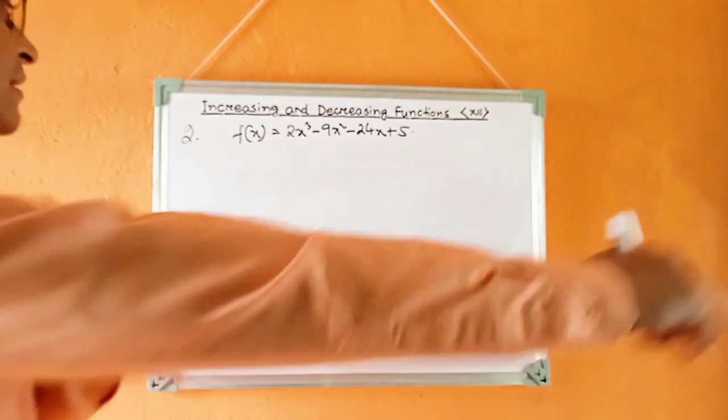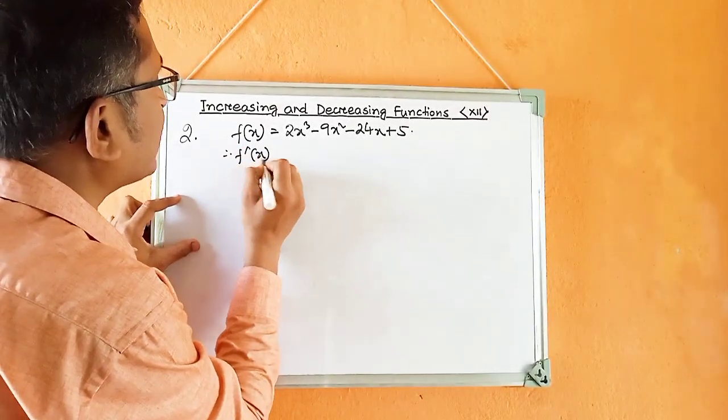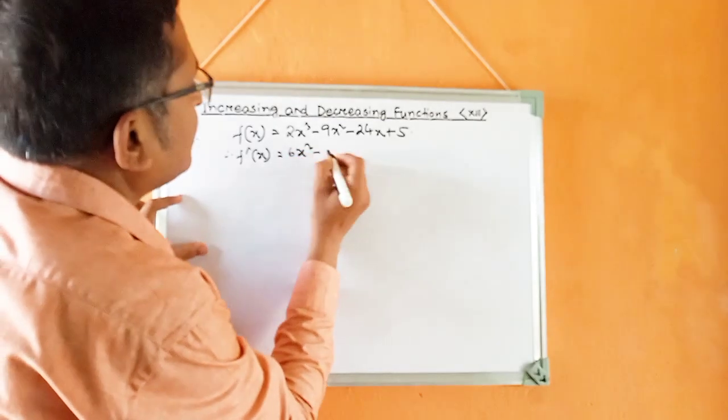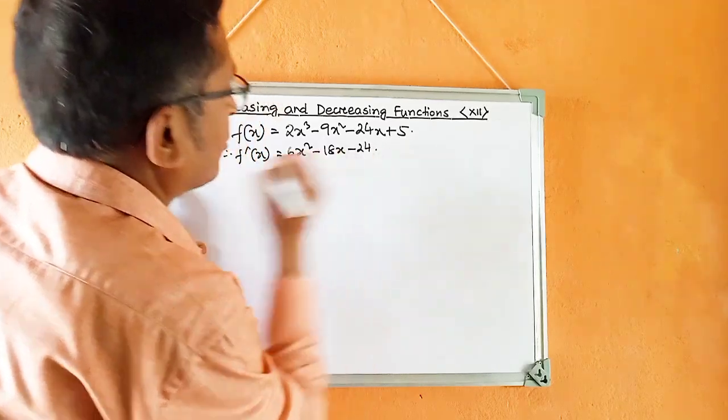Number 1, strictly increasing. First of all we find f dash x, that means dy dx of that function. So f dash x equal to 6x square minus 18x minus 24.